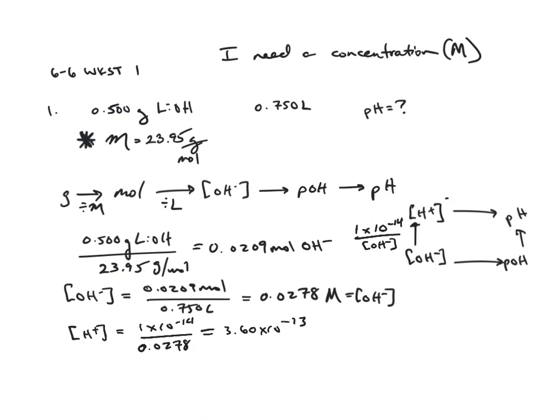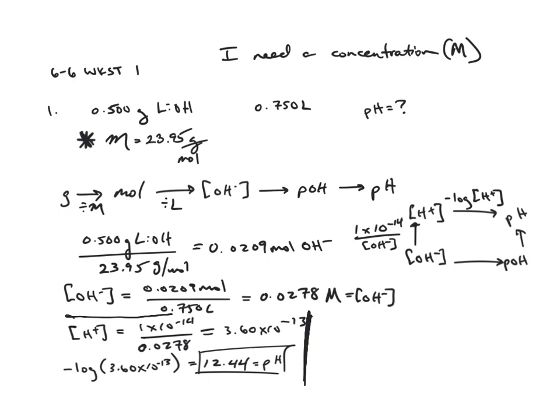Then to go from hydrogen ion concentration to pH, it's the negative log of the hydrogen ion concentration, or H3O plus, either way. So the negative log of 3.60 times 10 to the negative 13th. If we plug that in, we get 12.44 as the pH. That was going up and to the right. Let's show you what happens if we go to the right and then up and see if we get the same result.